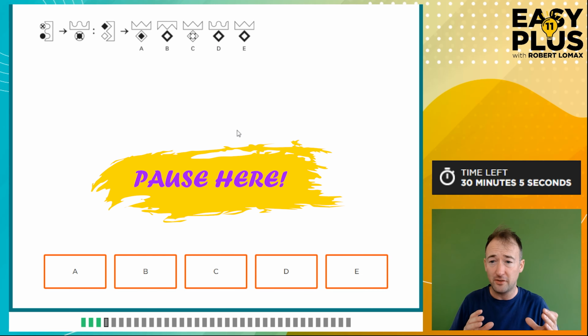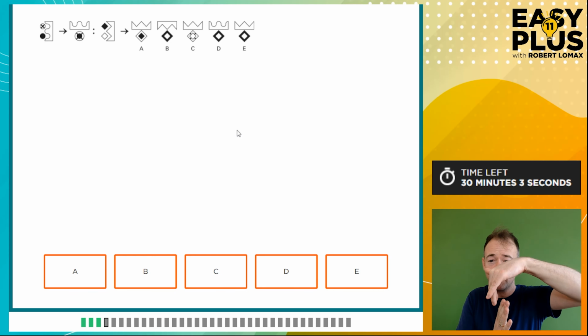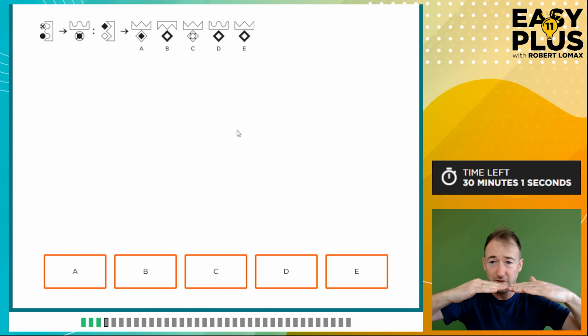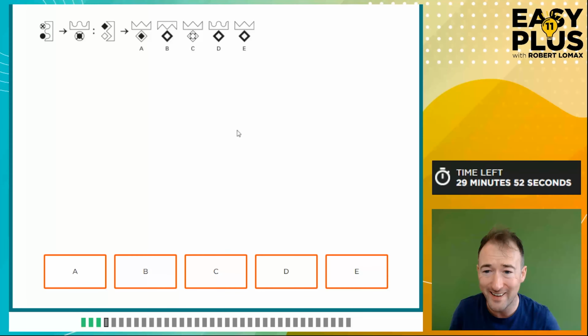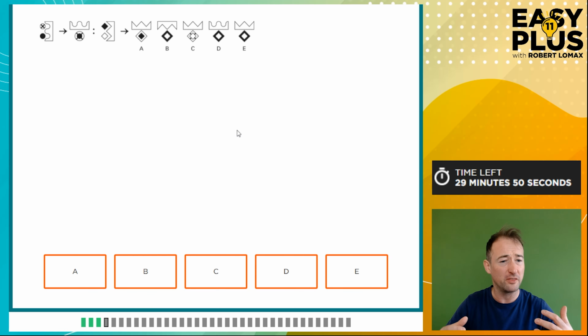So we can see here that the kind of crown bit rotates clockwise 90 degrees and moves to the top. So let's deal with that first of all. Rotates round and moves to the top. So that could be shape A, C or E. Then what happens with the rest of it here?